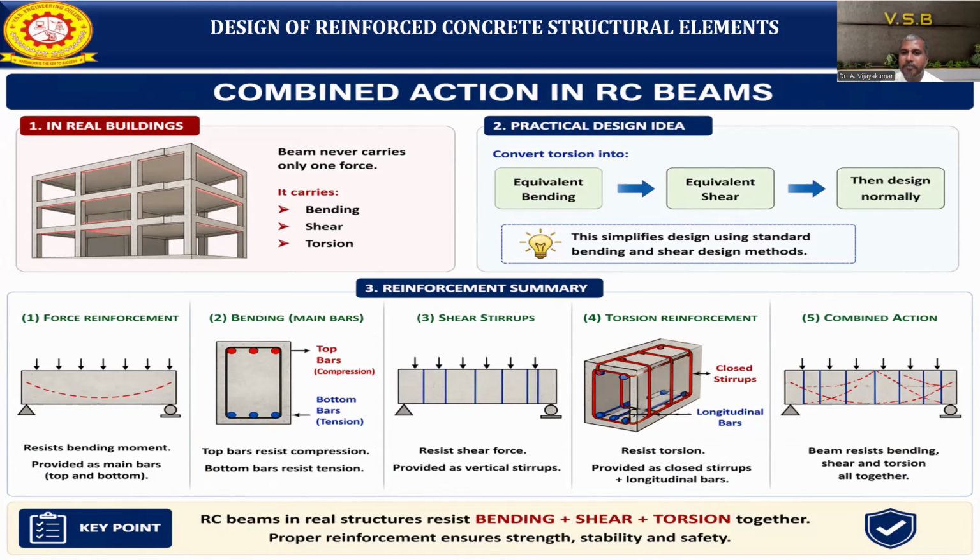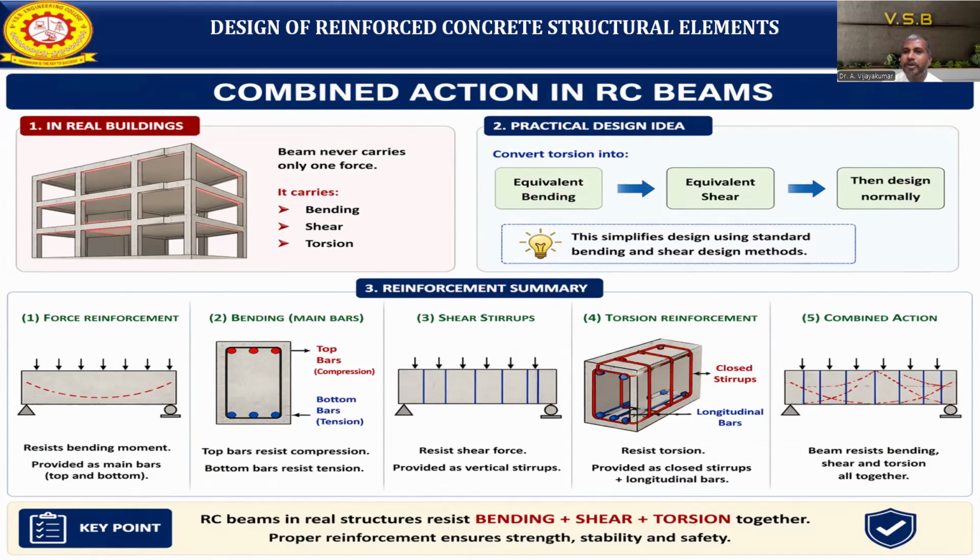Then we have torsional reinforcement, like a box: closed stirrups to provide for our structure, and longitudinal bars. So it will be resistive for the torsion. It will provide the closed stirrups plus the longitudinal bars, which will resist the torsional moment. When forces act as bending, shear and torsion together, that is called the combined action. The beam resists the bending, shear, and torsion all together.